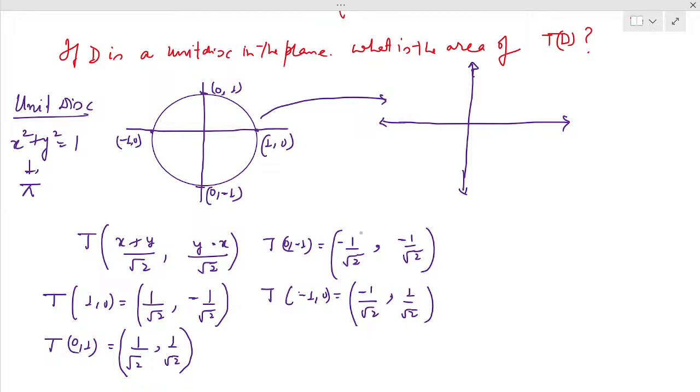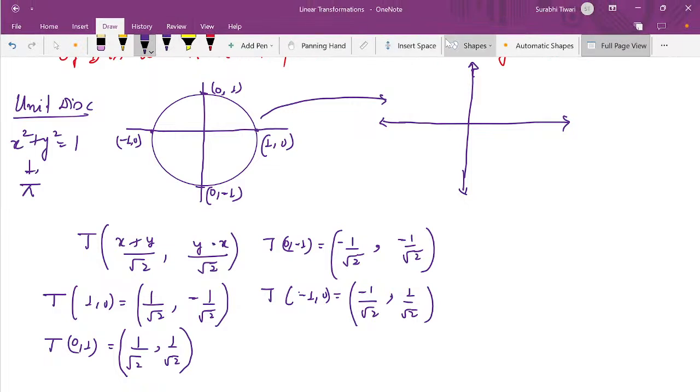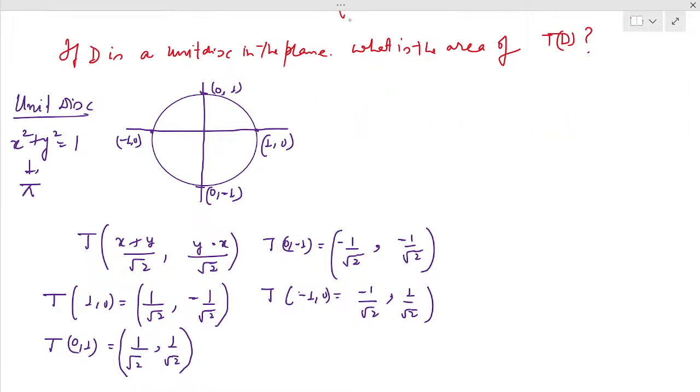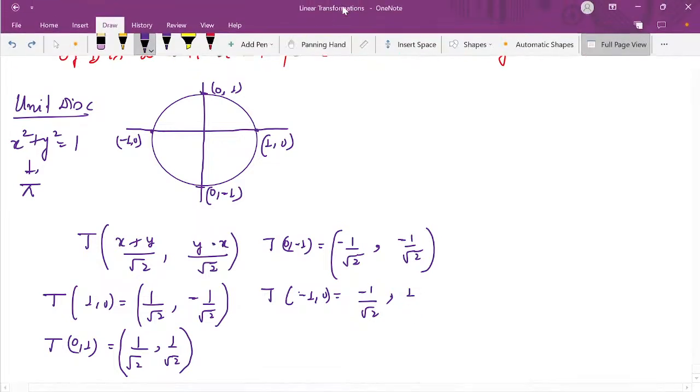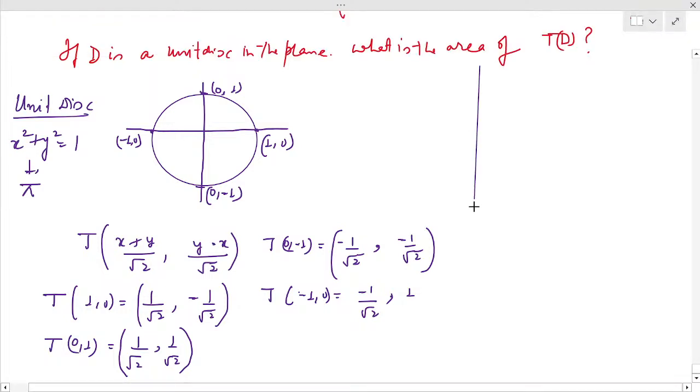See, if you write 1/root 2, 1/root 2, where would it be? So if I write 1/root 2, this has transformed somewhere else. Just give me a minute, I'll first draw things. So what is 1/root 2? It is around 0.707.